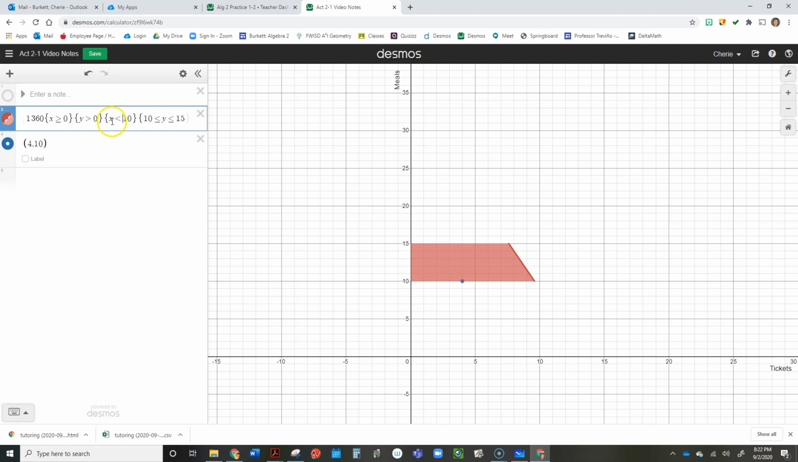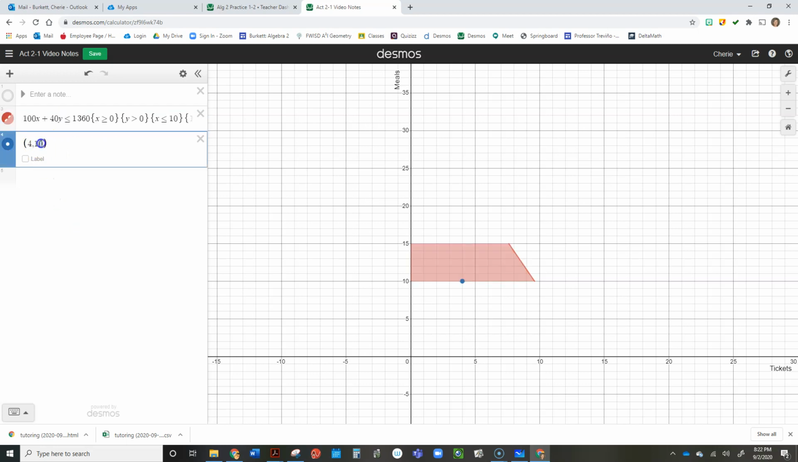If we didn't have the bar underneath the 10, I believe it would be dotted. No, it didn't do it. Oops, what did I do? So here you would have to know the graph doesn't look different with the bar or without it. So you have to understand that 10 is included.